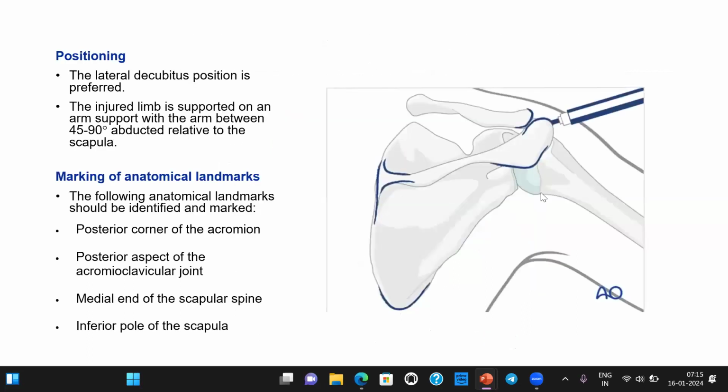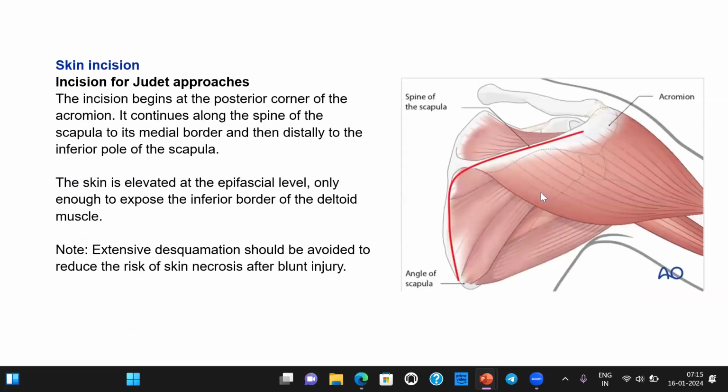For position, we usually operate this in a lateral decubitus position, which is the preferred position. It can also be done in a prone position. The injured limb is supported on the arm support with the arm between 45 to 90-degree abduction relative to the scapula. And we have to mark the anatomic landmarks before making an incision. The important anatomic landmarks are the posterior corner of the acromion, posterior aspect of the acromioclavicular joint, medial end of the scapular spine, and inferior pole of the scapula, which is shown in the picture.